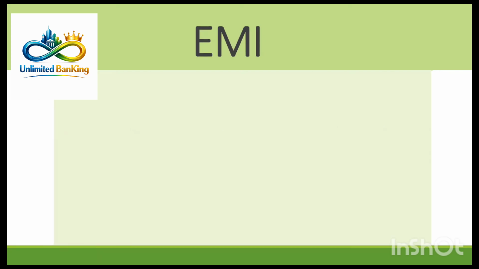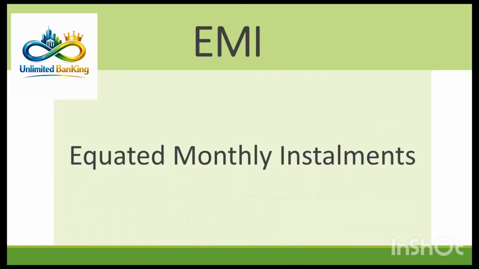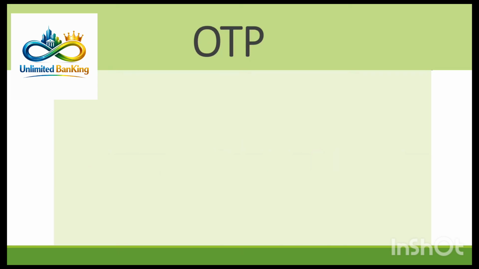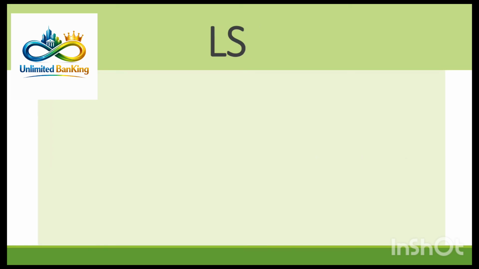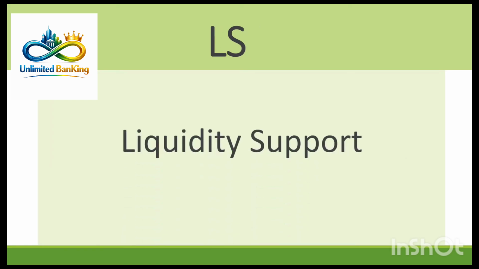The next term is EMI. The full form of EMI is Equated Monthly Installments. The next term is OTP. The full form of OTP is One-Time Password. The next term is LS. The full form of LS is Liquidity Support.